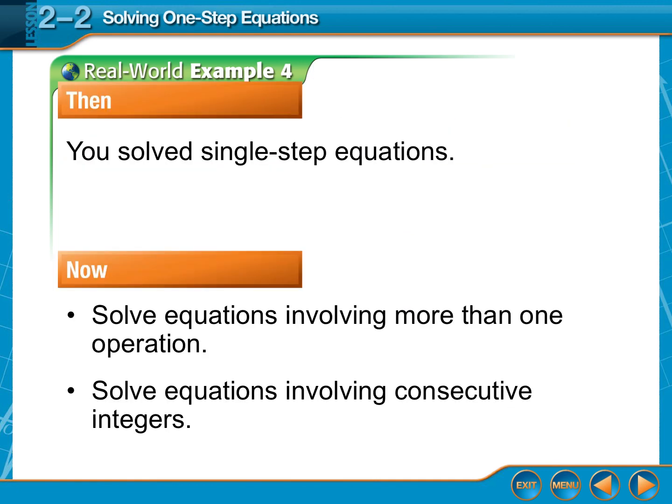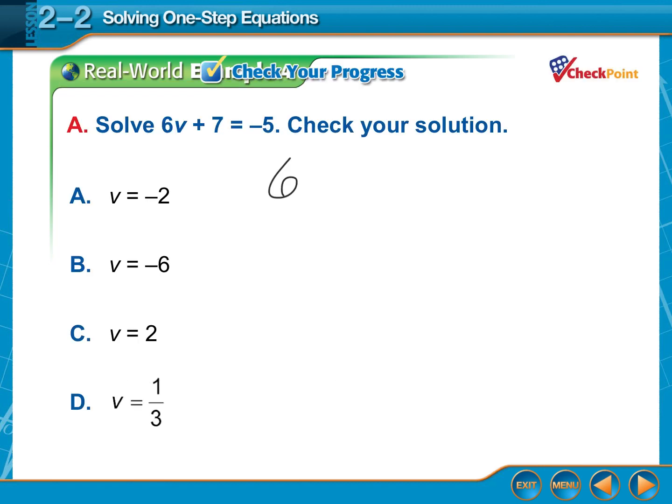Now we're going to have more than one step. So we just did single step equations. Now we're going to do multi-step, mixing it a little bit. We have 6v plus 7 equals negative 5. We want to get v by itself. What would our first step be to get v by itself? Subtract 7. Yes, we need to subtract 7 first.